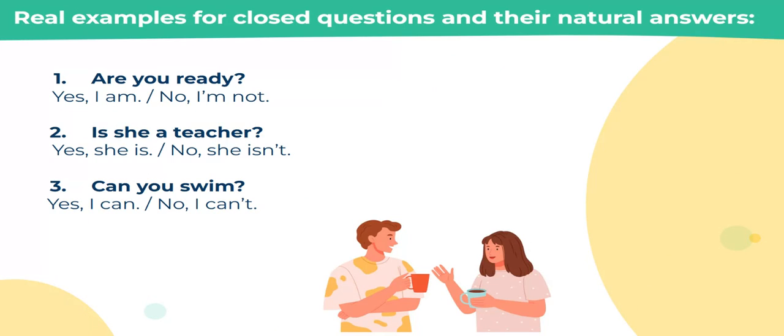Okay, fantastic. Well, guys, let's have a look at some real examples for closed questions and their natural answers. Number 1. Are you ready? Yes, I am. Or no, I'm not. Number 2. Is she a teacher? Yes, she is. Or no, she isn't. Number 3. Can you swim? Yes, I can. Or no, I can't.